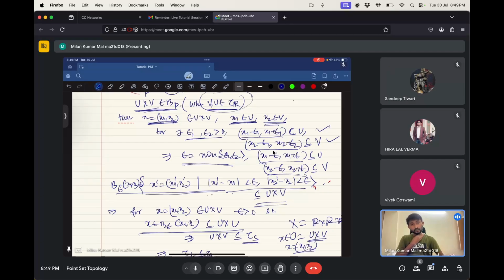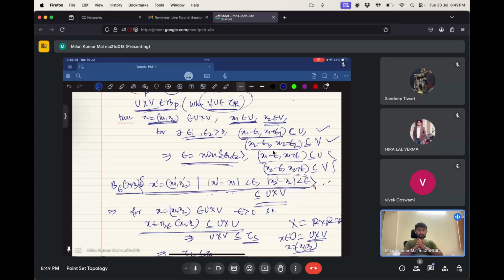Now x1 belongs to U means there exists an epsilon 1 such that (x1 minus epsilon 1, x1 plus epsilon 1) is a subset of U. Similarly, there exists an epsilon 2 such that (x2 minus epsilon 2, x2 plus epsilon 2) is a subset of V. Now if I take epsilon as the minimum of epsilon 1 and epsilon 2, then these two are satisfied simultaneously for that epsilon. These two being satisfied simultaneously means that this set is sitting inside U cross V.